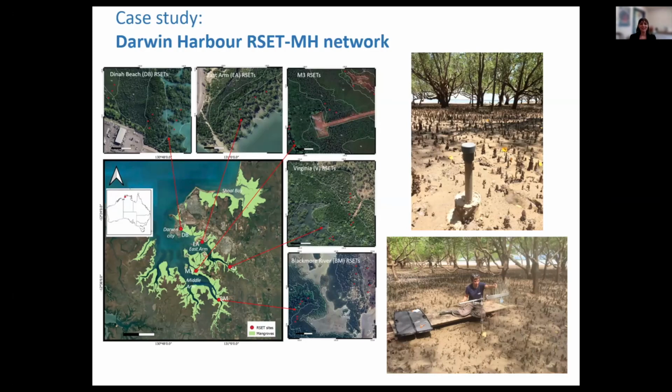So Darwin Harbour in the Northern Territory, it's home to over 20,000 hectares of mangroves of very diverse species, and it's considered to be in near pristine condition.